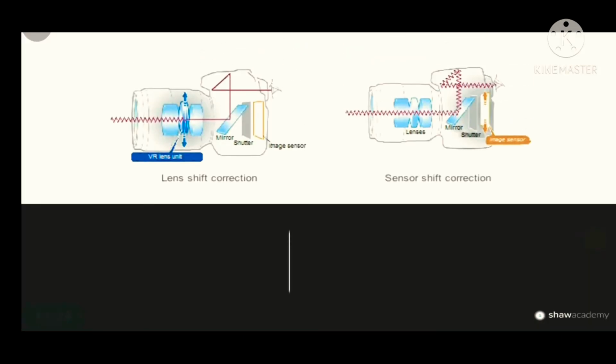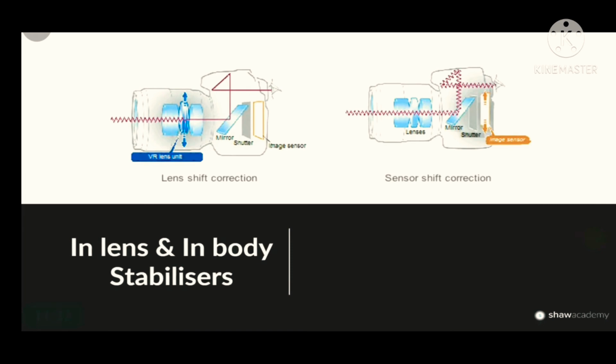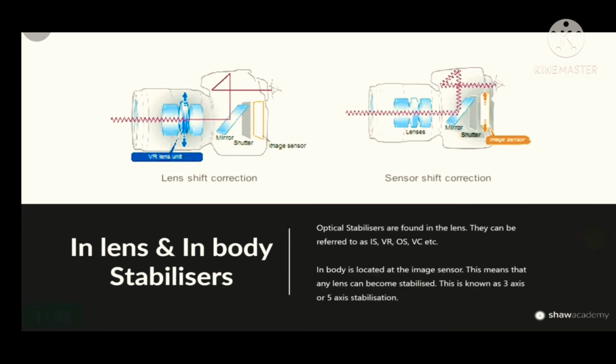It's also available in body on some cameras, depending on the type of camera. As I mentioned, cameras like Sony, Olympus, Pentax, these all have their image stabilizers in the body. The benefit of that is that it turns any lens into an image stabilized lens, as opposed to something like Nikon or Canon, where the image stabilizer is actually located within the lens itself.